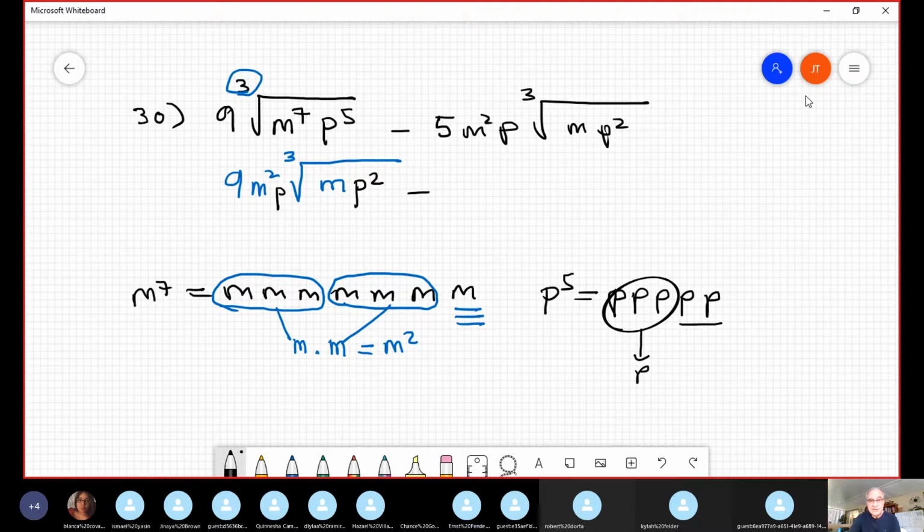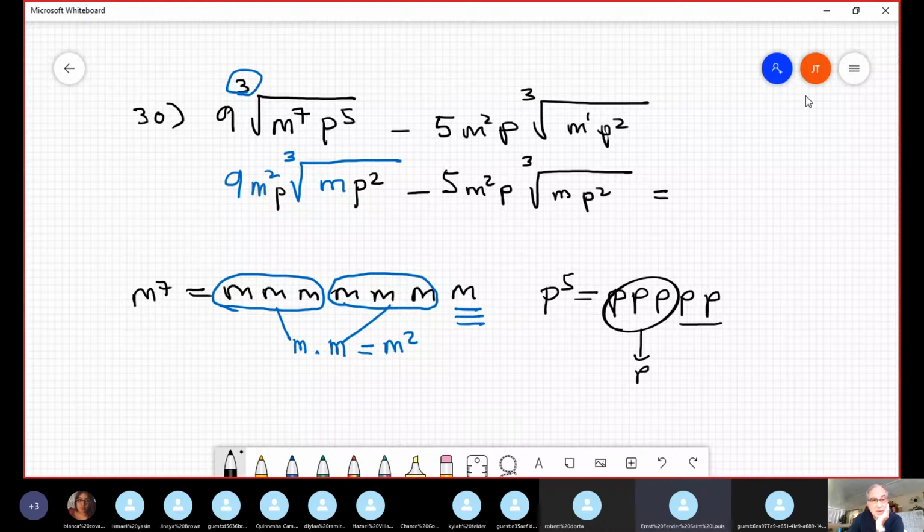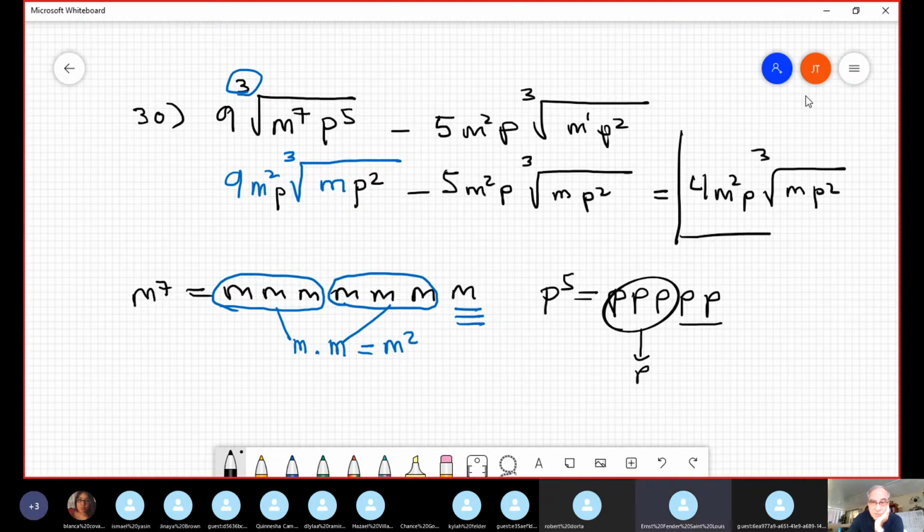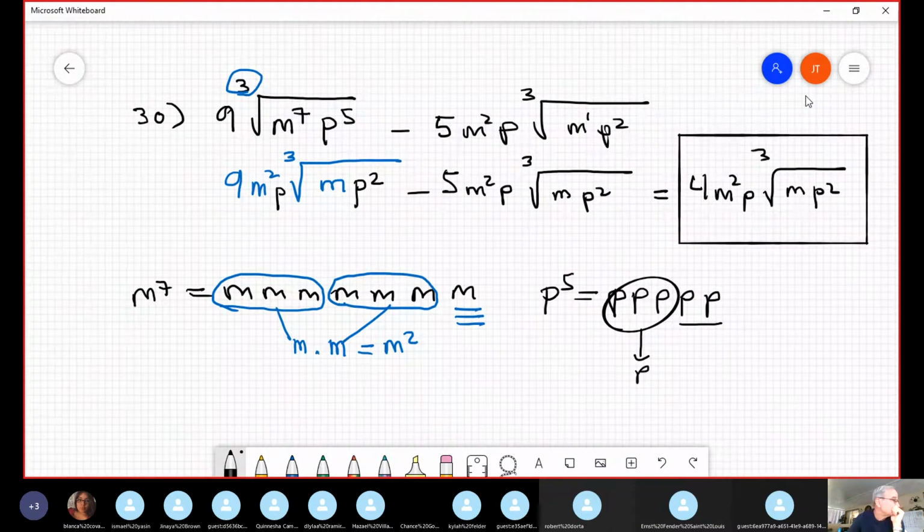Entonces, in the second, I suppose we cannot do anything. Why? Because the power here is 1, and the power here is 2, because it's smaller than 3. Entonces, it's impossible to simplify more. We have to leave it like that. And these are like terms, subtracting 9 minus 5 is 4 times M squared P, cubic root of M P squared. The answer corresponds with the option C.